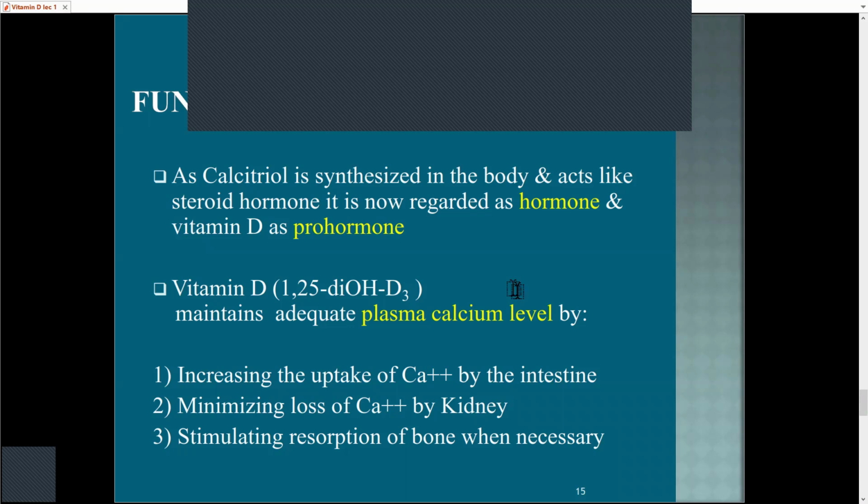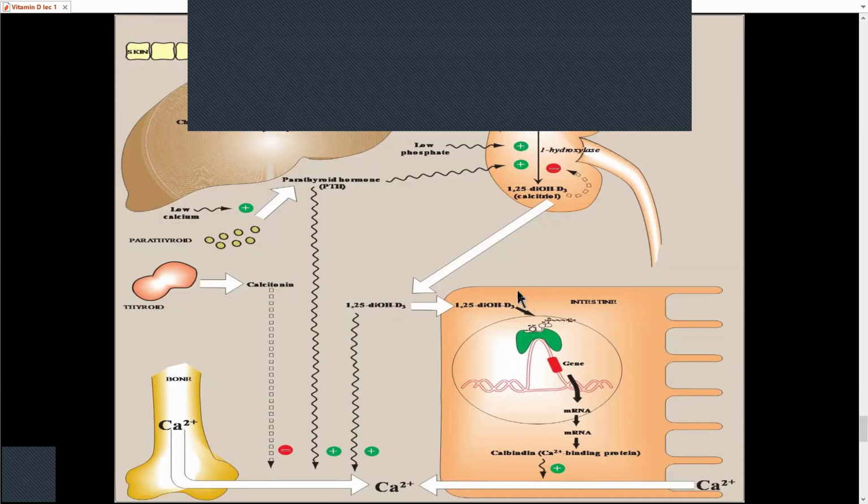It achieves this through 3 mechanisms. The very first one is increasing the uptake of calcium by the intestine. This is its most important function. Second, minimizing the loss of calcium from the kidneys, reducing its excretion. And number 3 is stimulating the resorption of bone when dietary calcium is insufficient, releasing calcium from the skeleton into the blood.